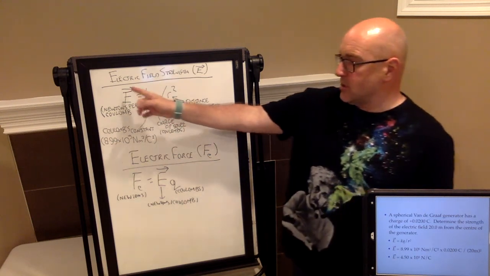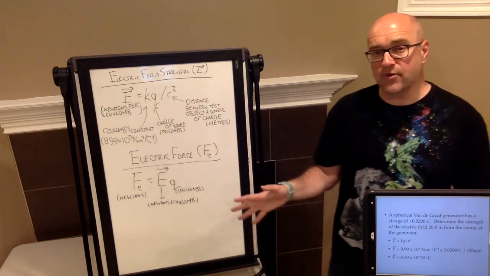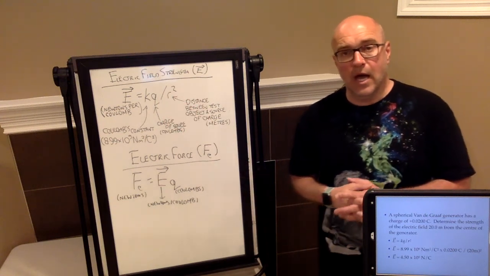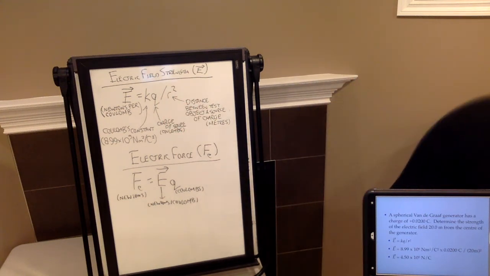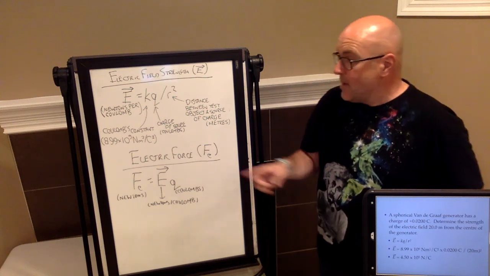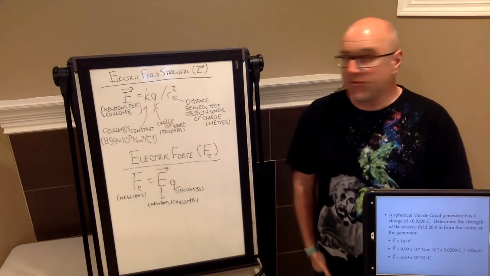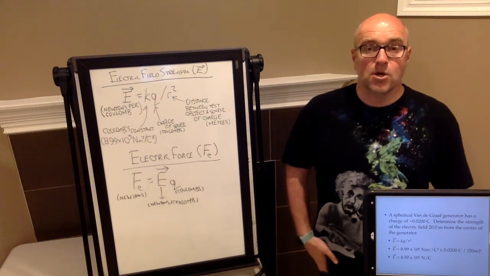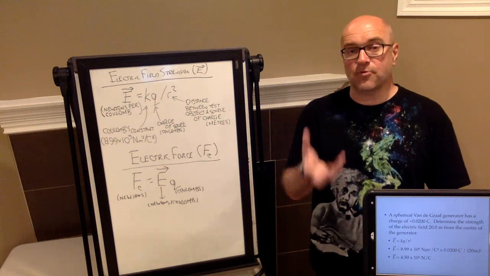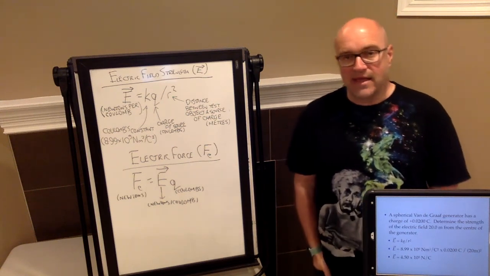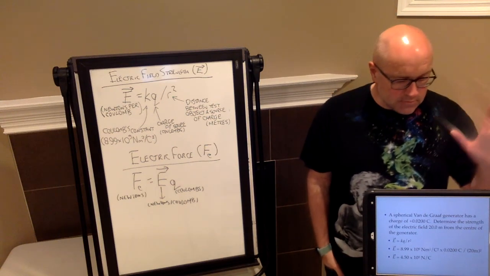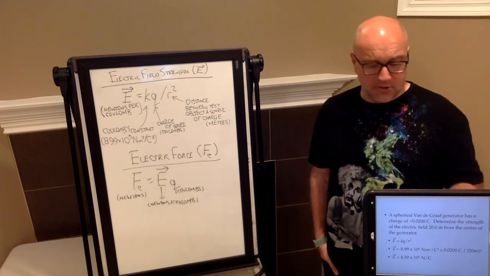And remember, just like gravitational field strength was newtons per kilogram, in this case, electrical field strength is going to be newtons per coulomb. So how many newtons per amount of charge are being exerted in that electrical field at that given point? So that's how you calculate electrical field strength.